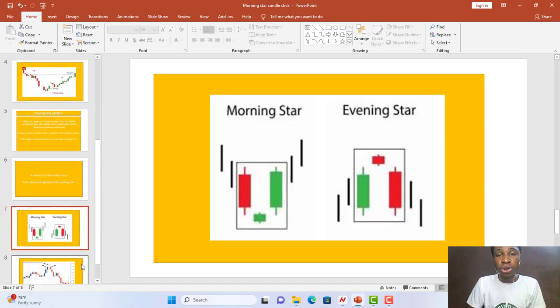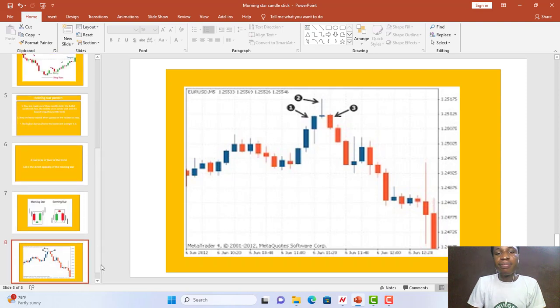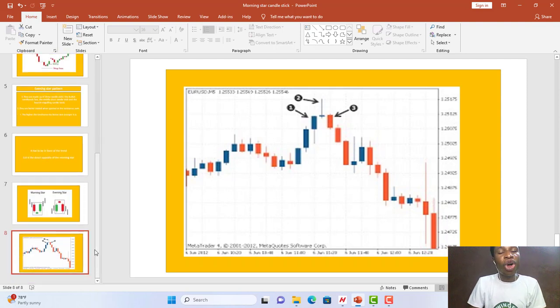I went ahead to show us the different pattern, this evening star pattern too, more at the resistance zone. It's traded at the resistance. The higher the time frame, the more reliable. Go practice this. Evening star at the resistance, morning star at the support zone.